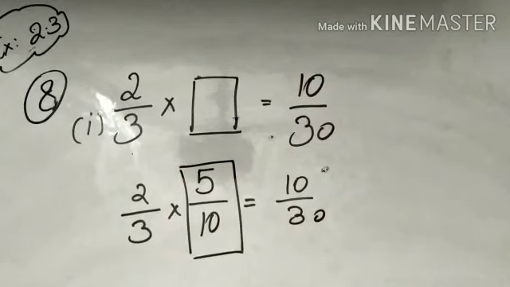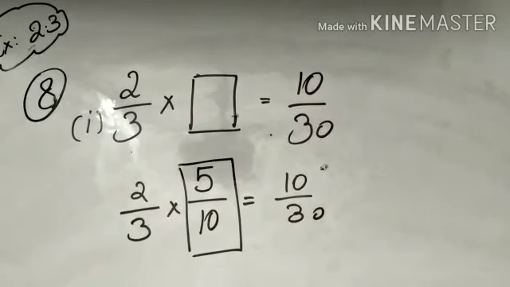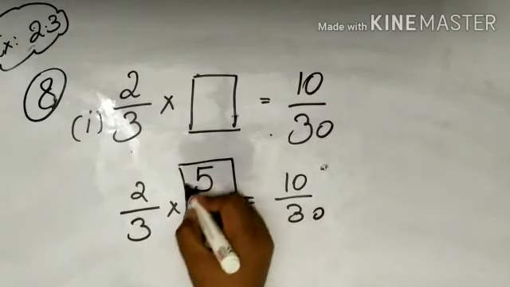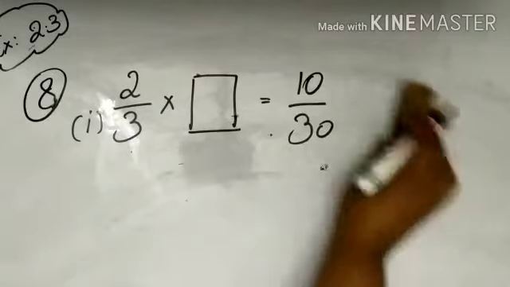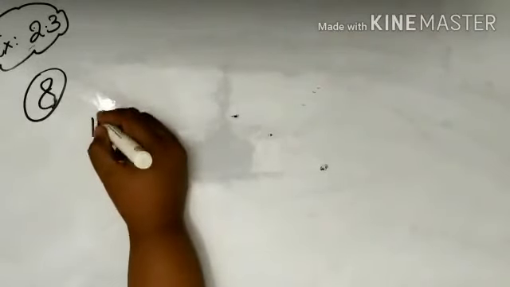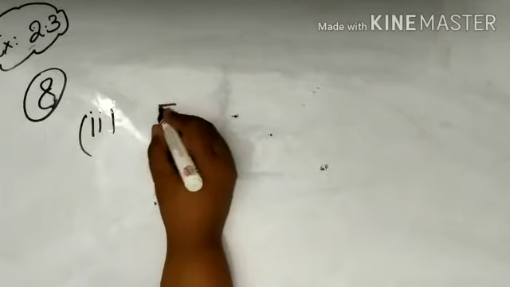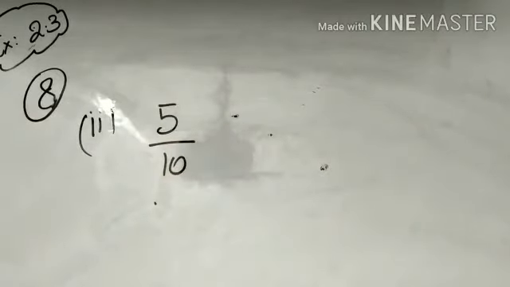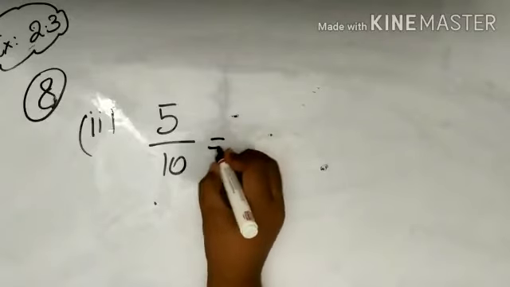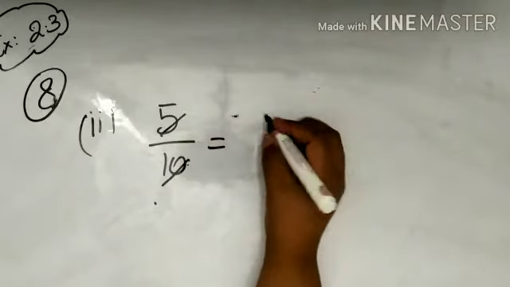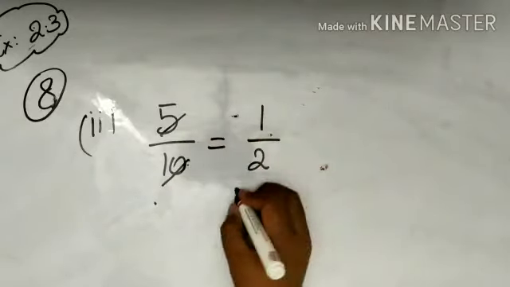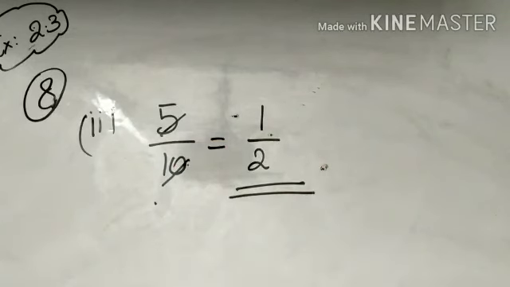Right. Now the second part of the question says to get the simplified version of 5 by 10. So let's do the second part. 5 by 10. So how do you simplify 5 by 10? We'll cut this and we'll get 1 by 2. So the answer of the second part is 1 by 2. Okay. Similarly, do the second part of the eighth question. Okay. And then complete all the questions in this exercise in the notebook.